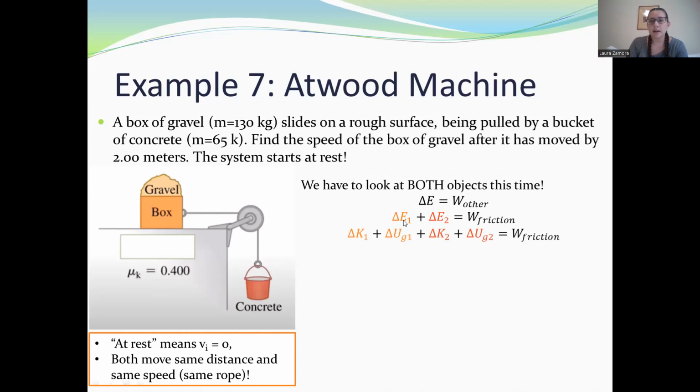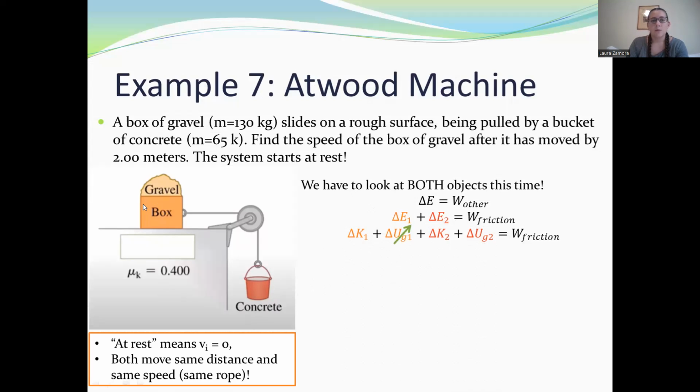Okay, so we can break that down even farther, just like we did in the previous examples. The total change in energy for the first object, the gravel box, is the change in kinetic energy plus the change in gravitational potential energy. And similarly, with our second object, that concrete bucket, the change in its energy is the change in kinetic energy plus the change in potential energy. Right, so I'm using this subscript 1 as object 1, the box, and the subscript 2 as object 2, this concrete bucket.